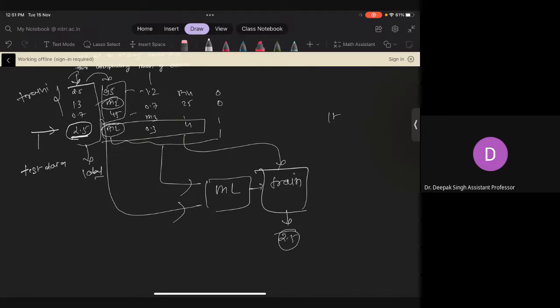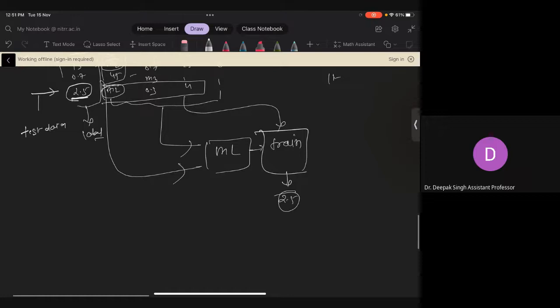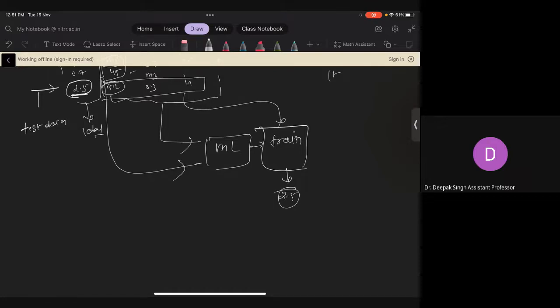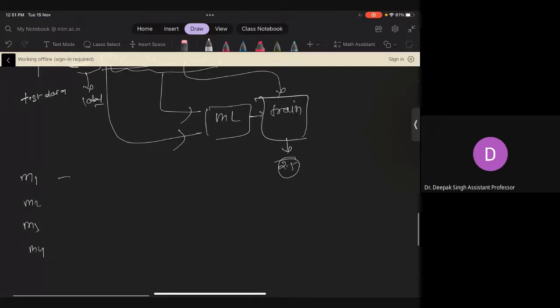This is iteration 1. In the second iteration, what you have to do is take all the values that you have predicted, M1, M2, M3 and M4, and what were the values before this?